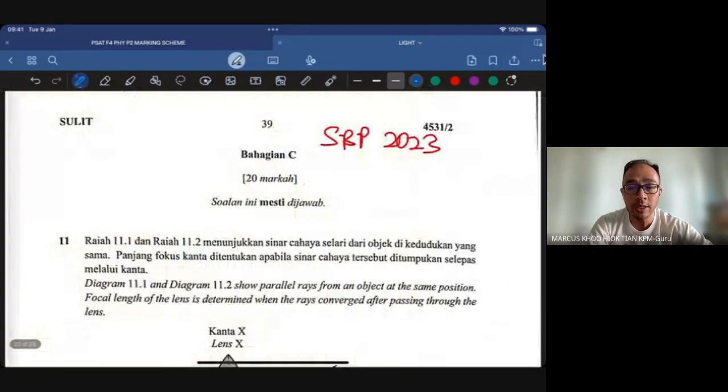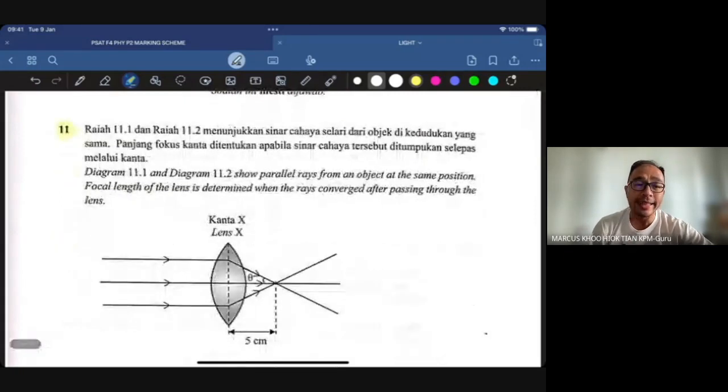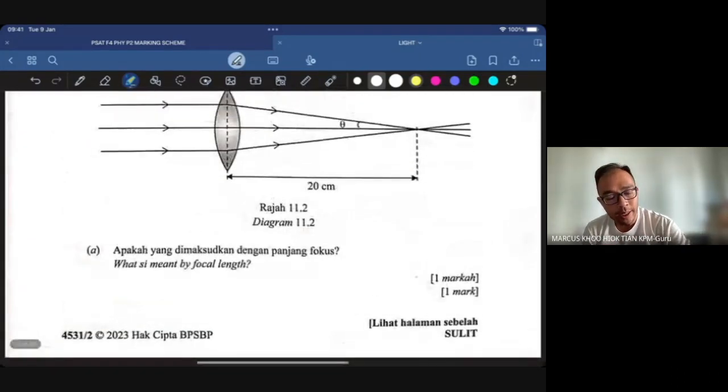This is the SBP question. Again, everybody, this is question number 11. We seem to be seeing this trend that the light questions may be appearing in question 11. Maybe, I'm not saying it will be, because I'm not a fortune teller, but it seems to be pointing that way. Okay, this lens: the focal length of the lens is determined when the light rays converge after passing through the lens. This is a convex lens. So what is meant by the focal length? Wow, after so long, we're finally getting this question.